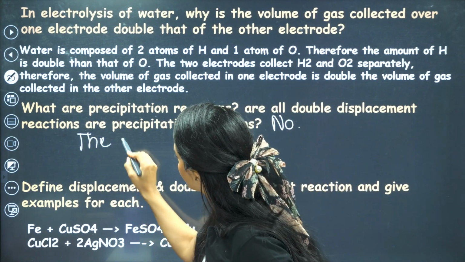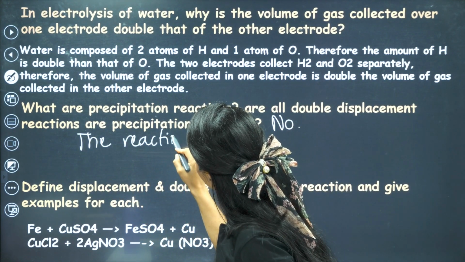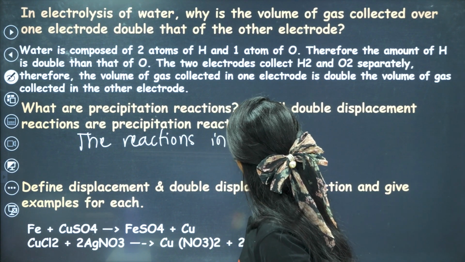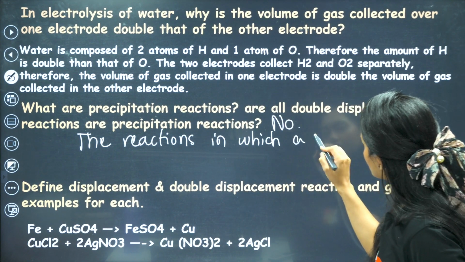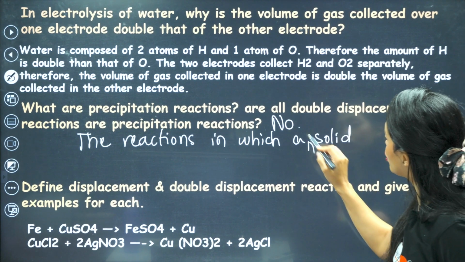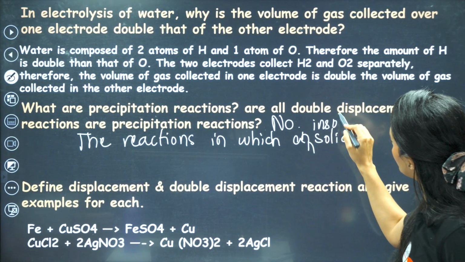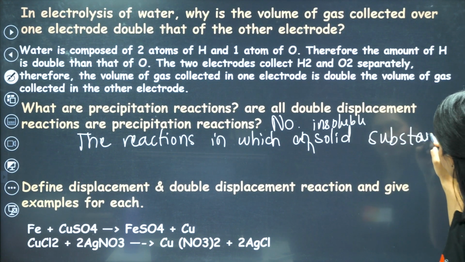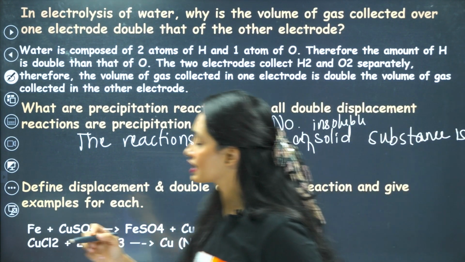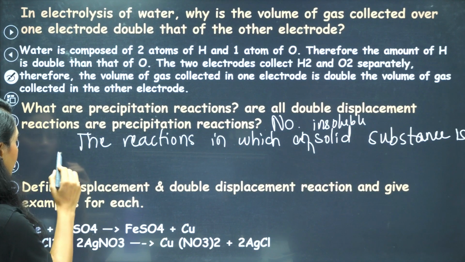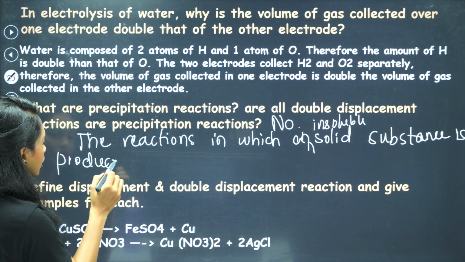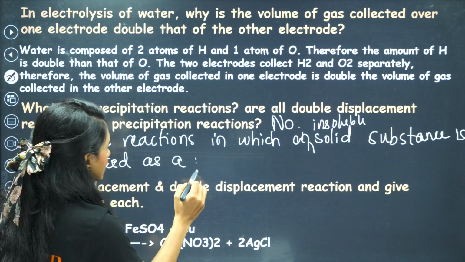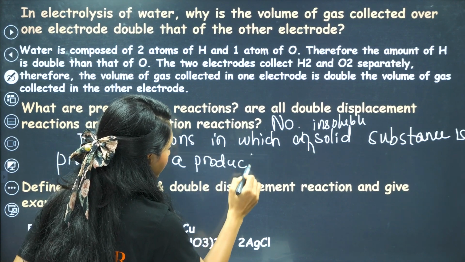So what are precipitation reactions? The reactions in which an insoluble solid substance is produced as a product are called precipitation reactions.